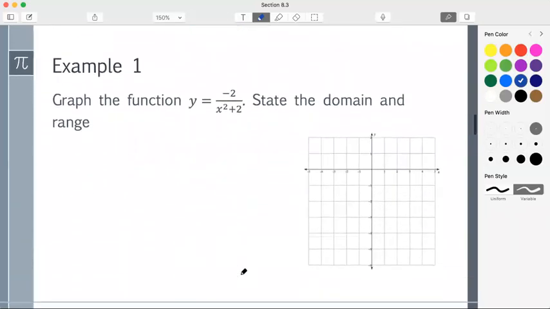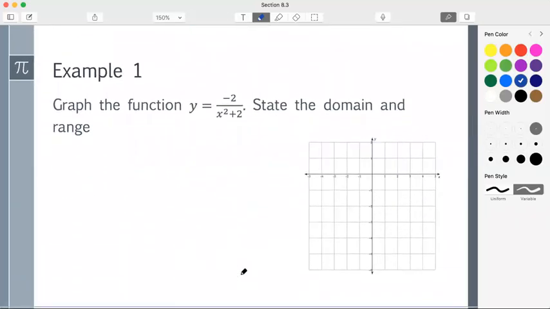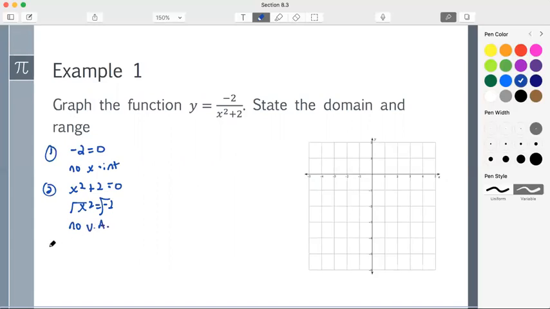So here's example one. We're going to graph the function. Just to follow the steps, number one, we always set the numerator equal to 0. Well, guess what? Can't happen. So therefore, there are no x-intercepts. Number two, we set the denominator equal to 0. So x squared plus 2 equals 0. x squared equals -2. Can't happen. That gives me imaginary numbers. Remember, we can't take the square root of a negative number. So no vertical asymptotes.